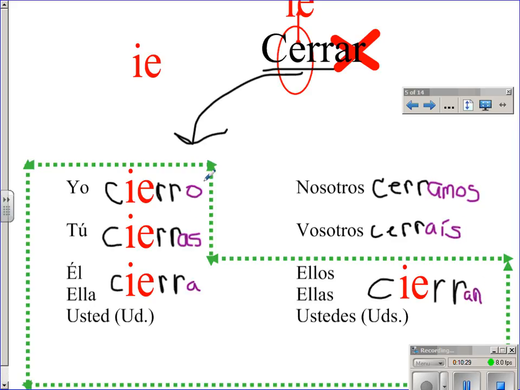So I close, you close, he closes, she closes, you formal close, we close, you all in Spain close, and they close or you all close. So cierro, cierras, cierra, cerramos, cerráis, and cierran. And that's how you conjugate that verb.